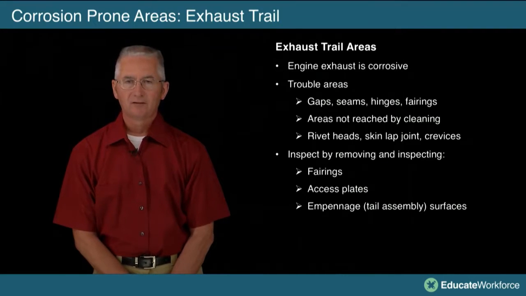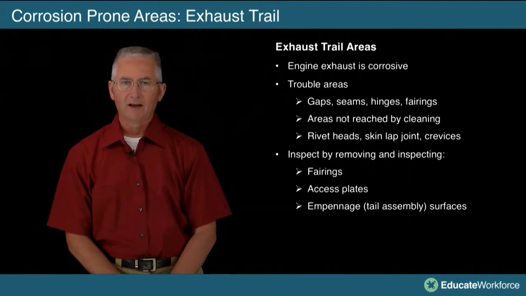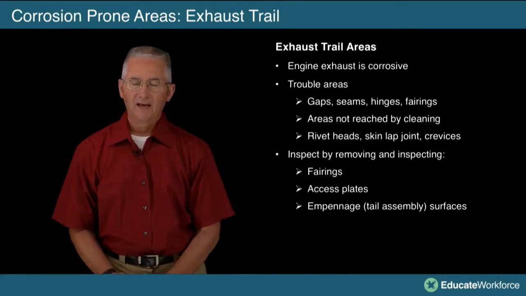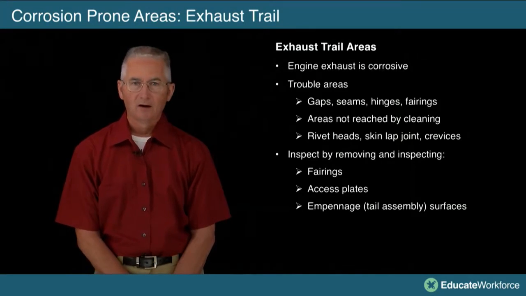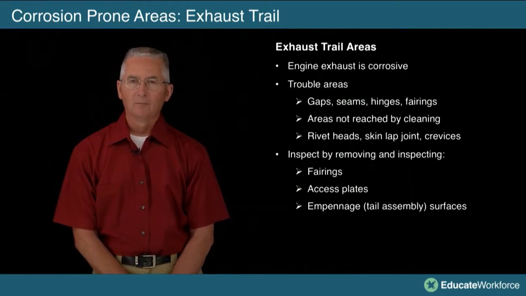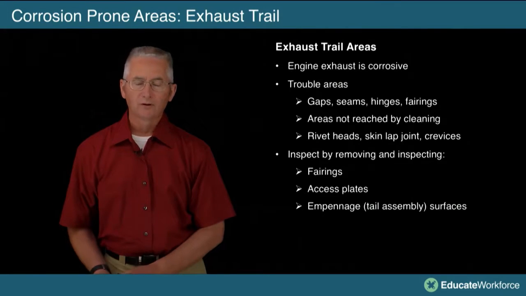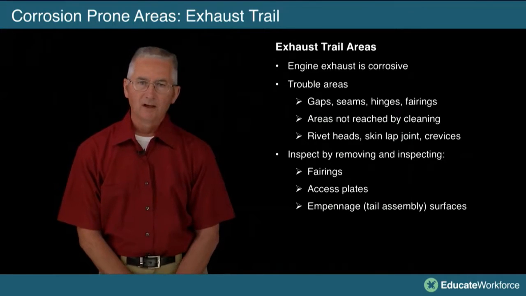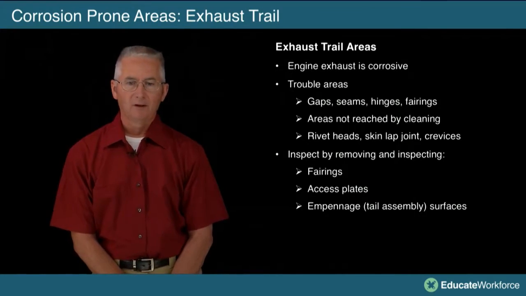Rivet heads and skin laps: again, the corrosion can get down in between the rivet head and the skin, or where the joints of the aluminum come together. Any of these crevices that will allow these exhaust fumes to get in are going to result in corrosion over time. We want to remove any of the corrosion and keep on inspecting it. Look at the fairings, look at the access panels, pull them off, and perform a good inspection. If you can catch the corrosion early, you're going to save time and you're going to save money.